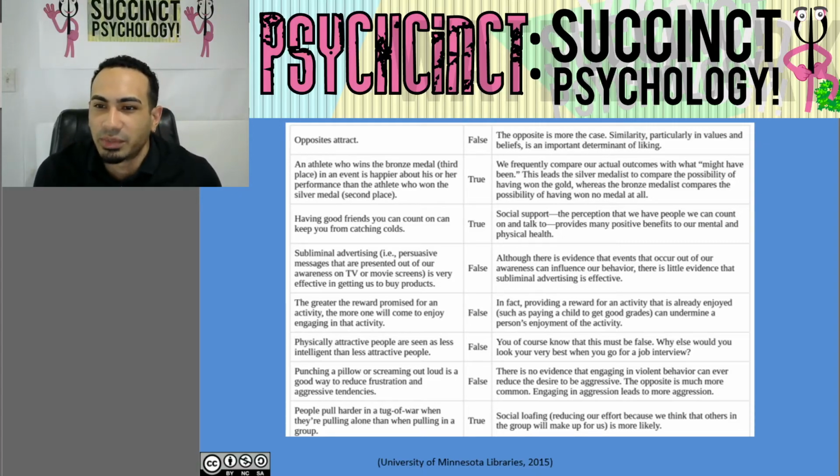And then here, what else did we read? Oh yes. The greater the reward promised for an activity, the more one will come to enjoy engaging in that activity. That's actually false. In fact, providing reward for an activity that is already enjoyed, such as paying a child to get good grades, can undermine a person's enjoyment of that activity. So that might actually make it worse.